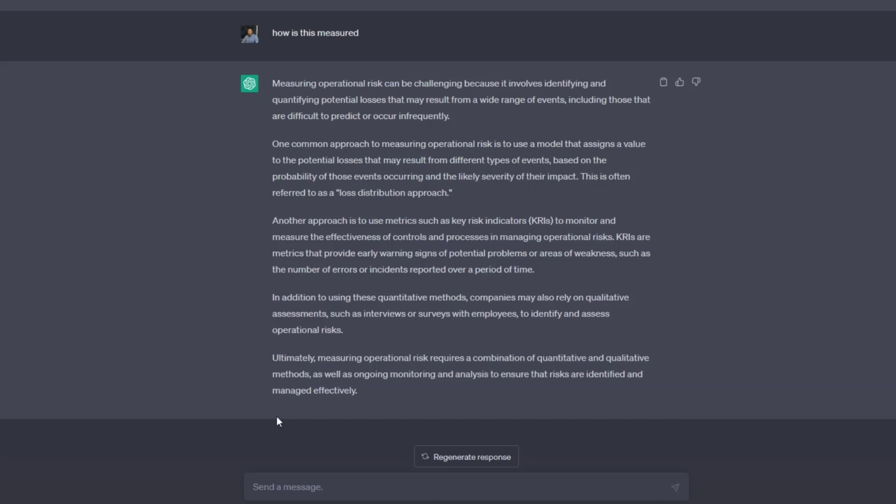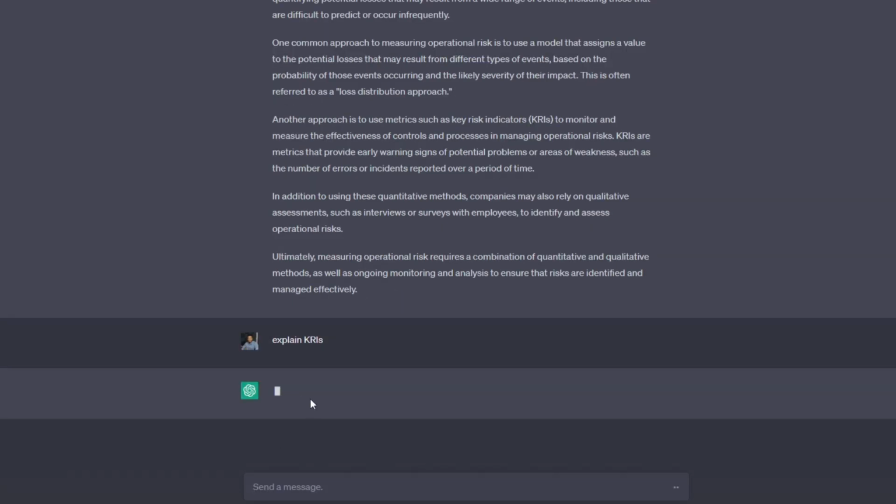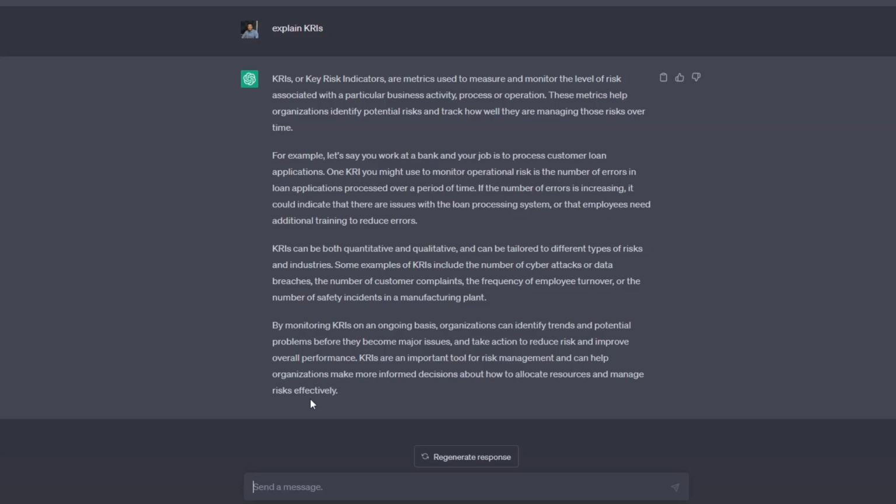All right, so as you can see, my next question was, how is this measured? So it's able to remember what you were asking before, which is operational risk. As you can see here, one of the things is the key risk indicators, the KRIs. There's so many things that you can expand on here. So you can say something like, explain that. So now we get a full definition of what key risk indicators are, and you can even expand on this. You can ask it to give you an example. You can ask for a lot of things here. You can be as specific as you want to be.